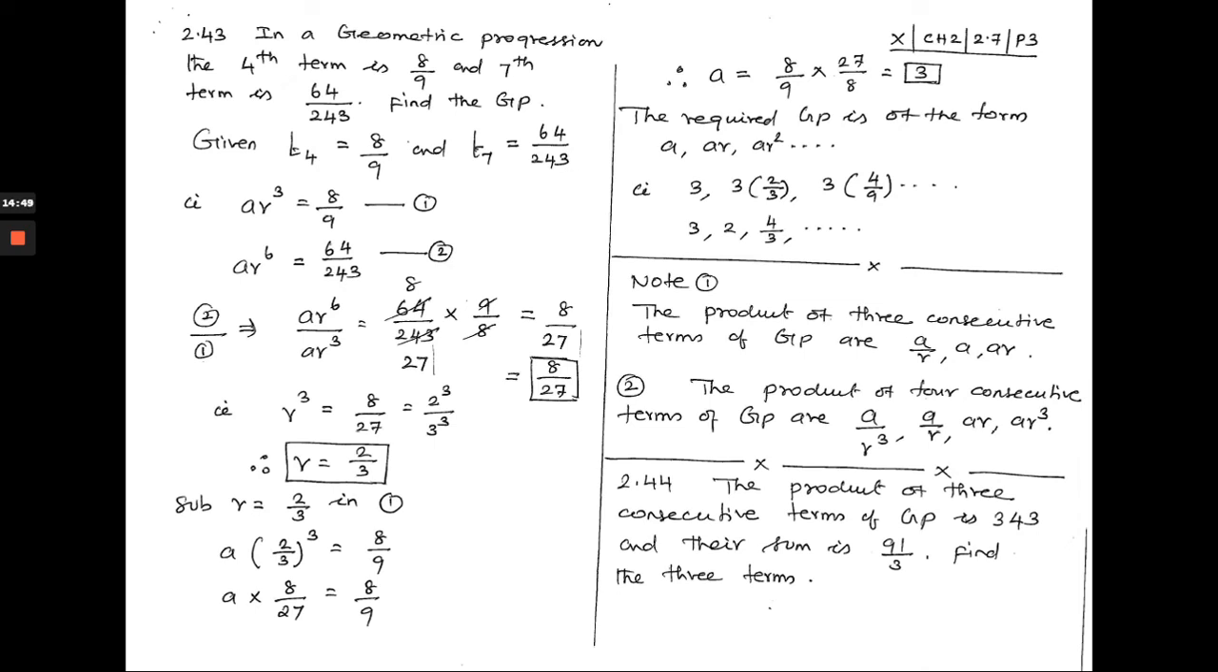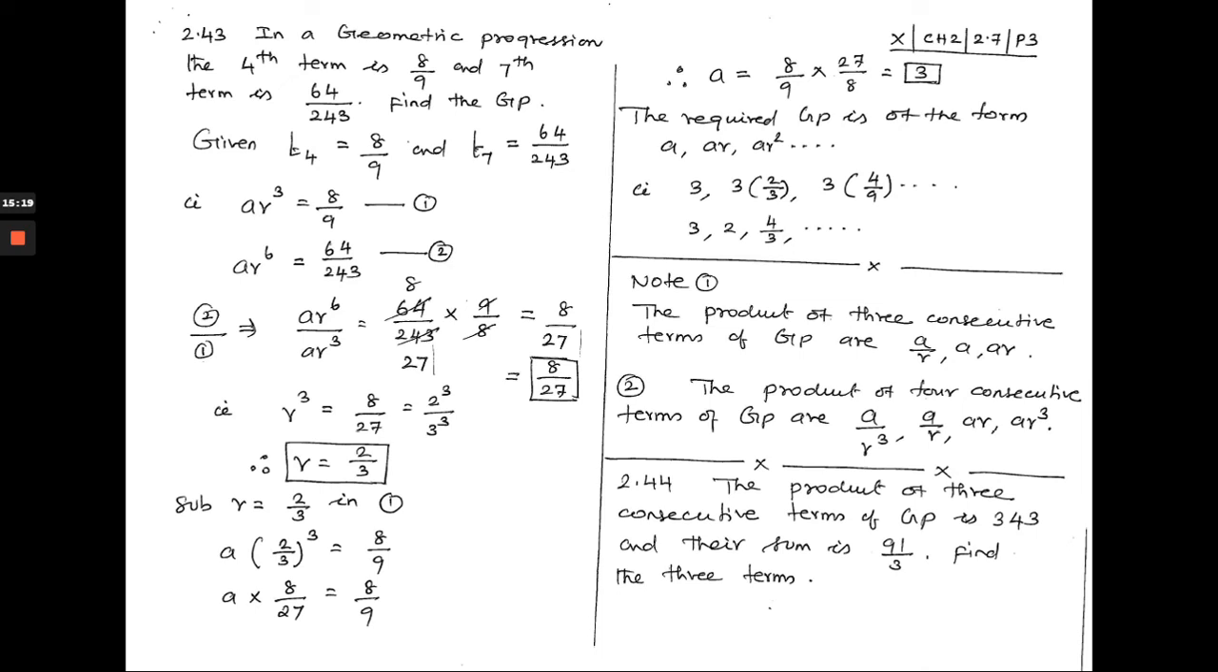A by R cube, A by R, AR, AR cube. A by R cube, A by R, AR cube. Right. These two notes are very important. Three consecutive terms are of the form A by R, A, AR. Four consecutive terms are of the form A by R cube, A by R, AR, AR cube.